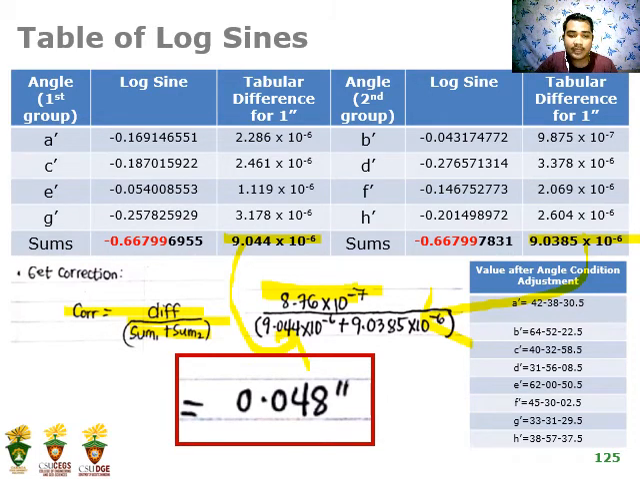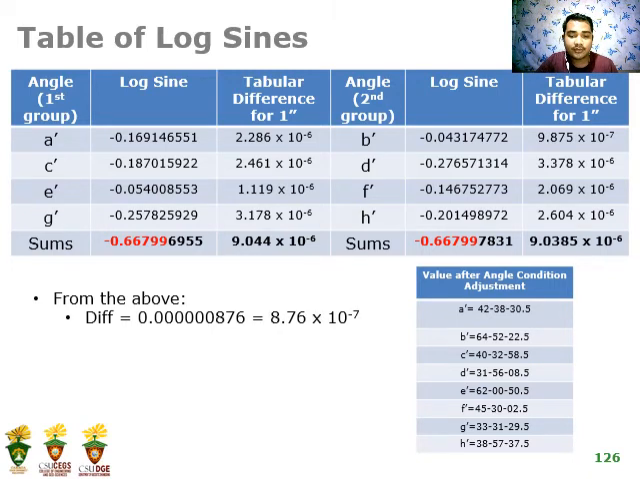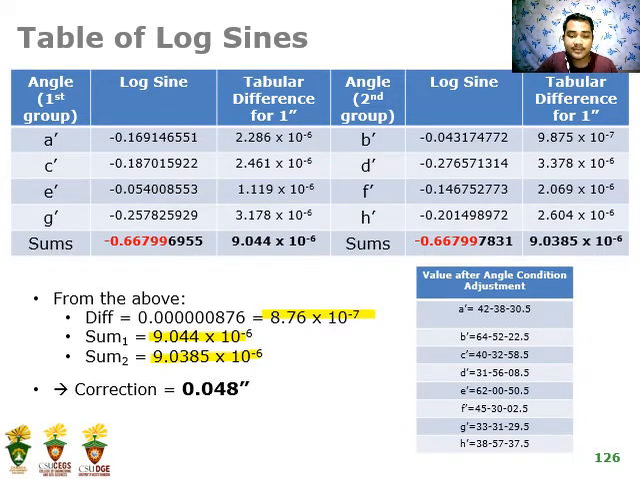Now we will apply the correction. From the above, these are the values we got earlier: 8.76 times 10 raised to the power of negative 7. Sum of 1 is 9.044 times 10 raised to the power of negative 6. Sum of 2 is 9.03485 times 10 raised to the power of negative 6. Then we will have a correction of 0.048 seconds.